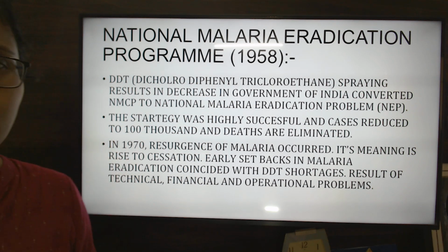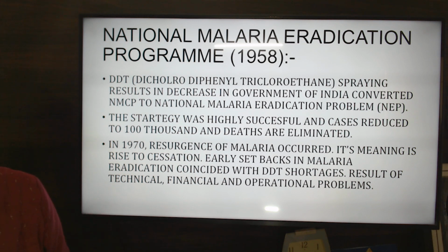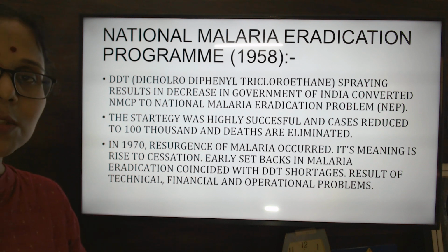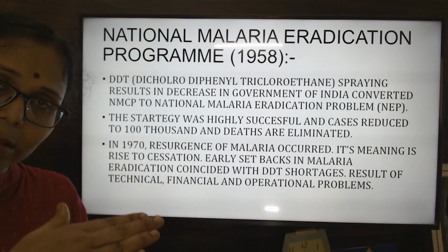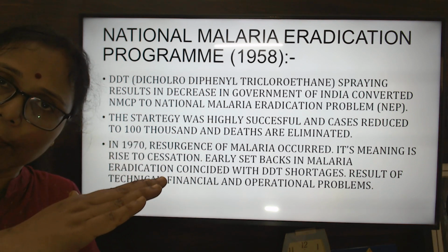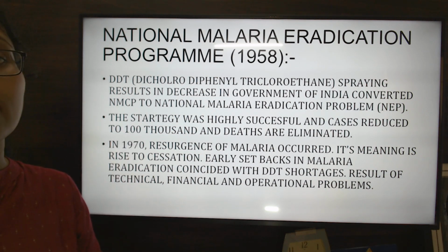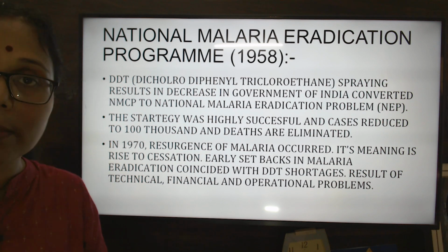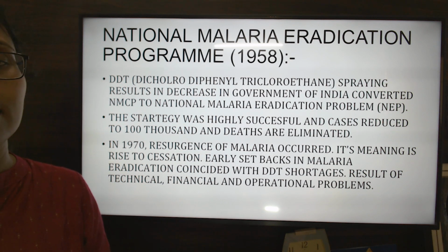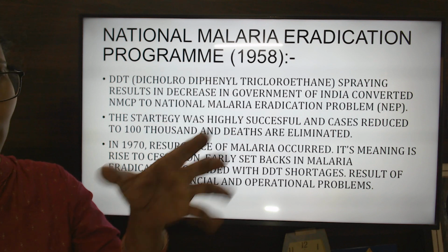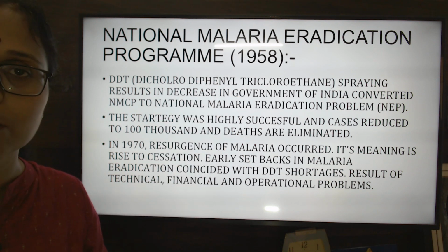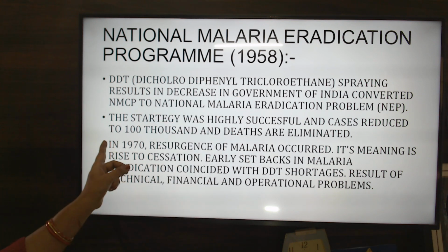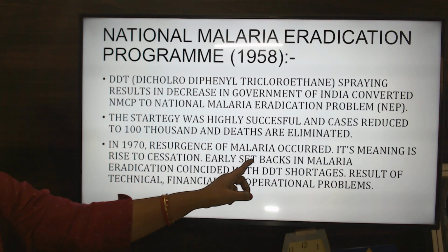But in the year 1974, again there was a resurgence of malaria. What is the meaning of resurgence? Resurgence means rising again. Once it had been stopped and death totally eliminated, in the early 1970s the cases increased again, because within these 5 years the mosquitoes developed resistance towards the DDT spray. So in the 1970s, resurgence of malaria occurred.